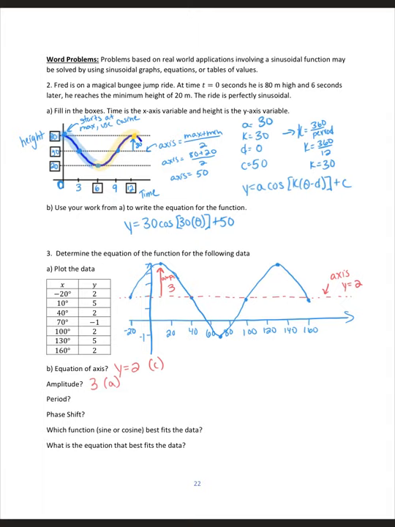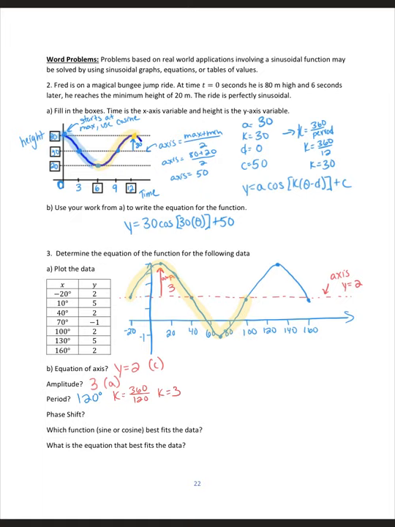Now, if we're trying to identify our period, which will help us identify that K, we need to see how long is one period. So if I start here on my axis, when do I come back up to my axis again to start repeating that period? Looks like right there. So from negative 20 to 100, that means my period is 120 degrees. So if I needed to identify my K value, K is going to equal 360 divided by that 120. So K is going to equal 3.